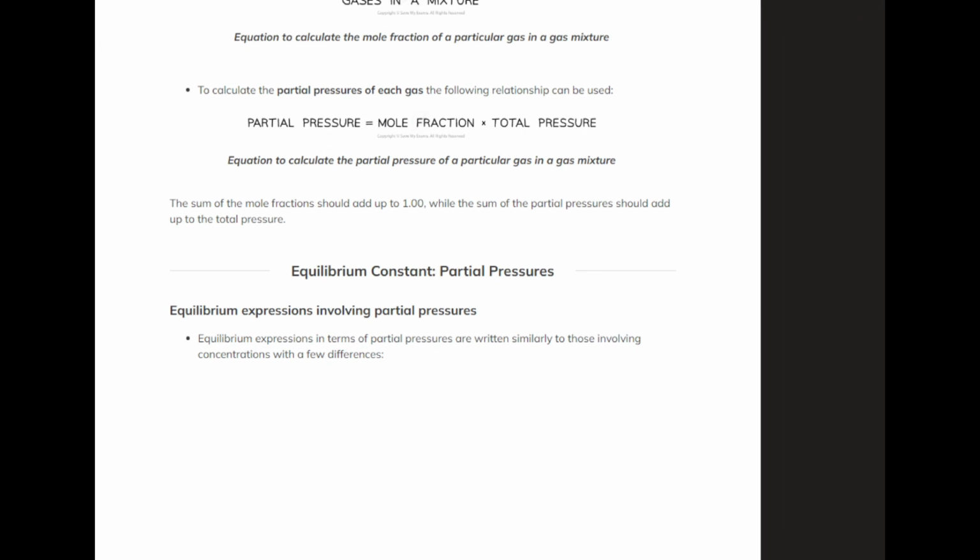Now let's see the next subtopic. Equilibrium constants, partial pressure, that means Kp. So, equilibrium expression involving partial pressures. Equilibrium expressions in terms of partial pressure are written similarly to those involving concentration, with a few differences. Let's see the differences.